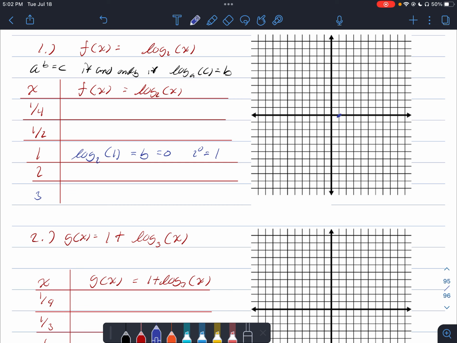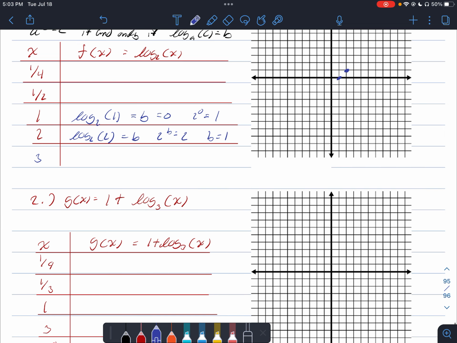Okay. Let's try 2. At 2, we have log base 2 of 2 equals b. All right, now remember, we want to have 2 to the b equals 2. Well, here b equals 1. All right, so we know then at x equals 2, we're going to have f of x is equal to 1.